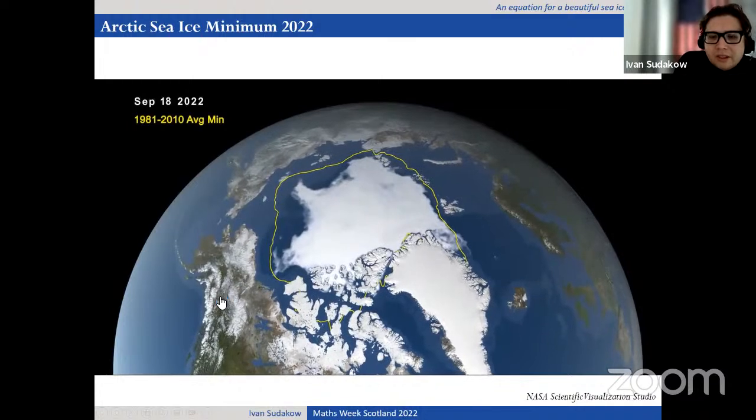And here what they see is really modern data from September 18, this year. The yellow line is the average sea ice minimum in the Arctic Ocean during 1981 to 2010. Usually this is the average cover, the average area where sea ice exists during summertime. But here, you see, this year the area is less than the yellow one.